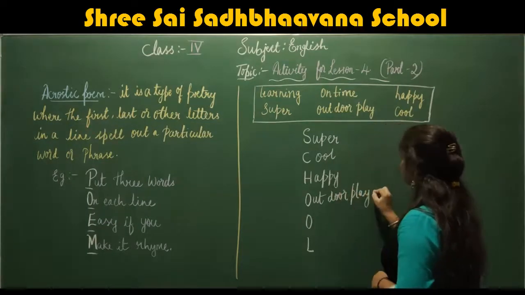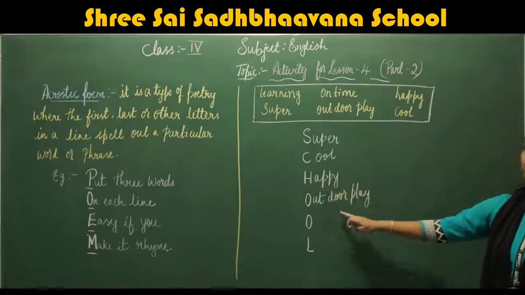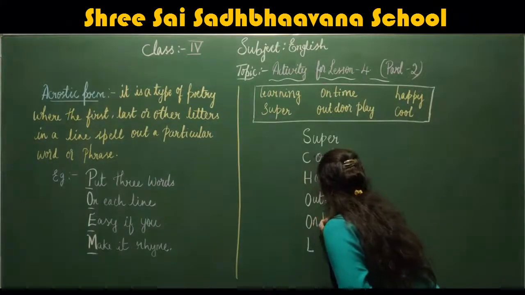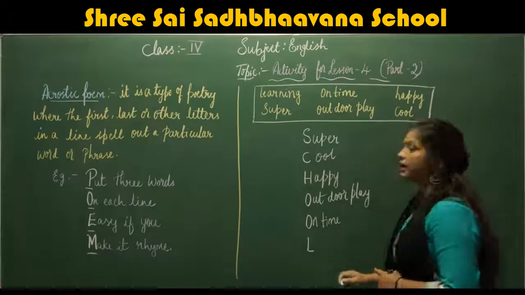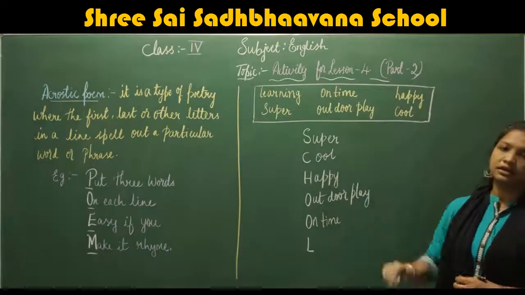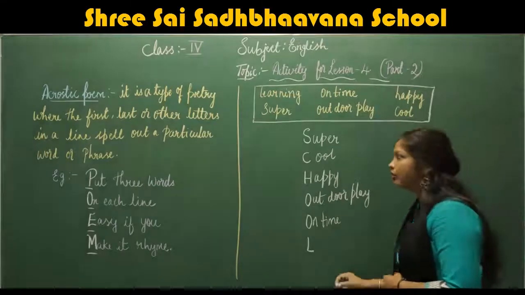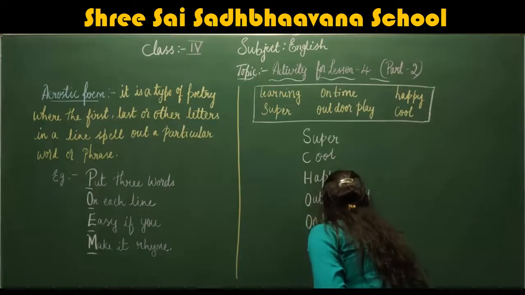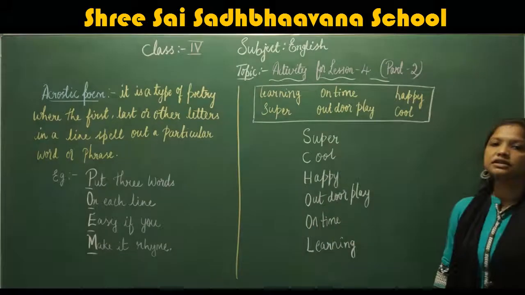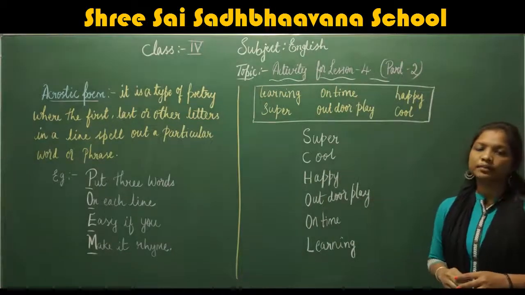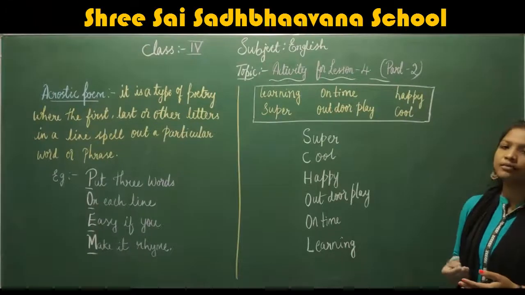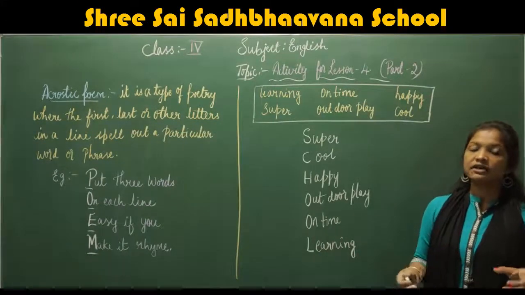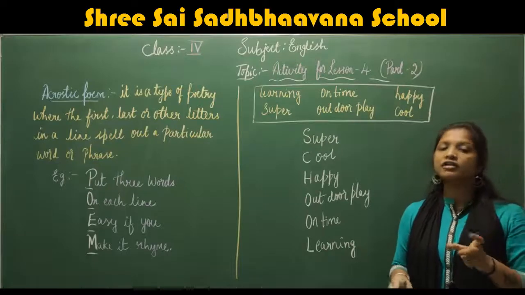Outdoor play. Super cool, happy, outdoor play, on time. And L for learning. We have to learn on time. Okay. We understand the topic. The acrostic poem is a type of poetry where first letters, last letters or other letters will tell about a particular word or phrase.